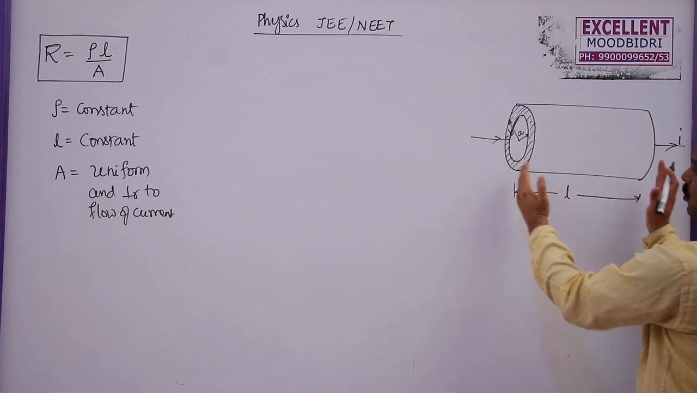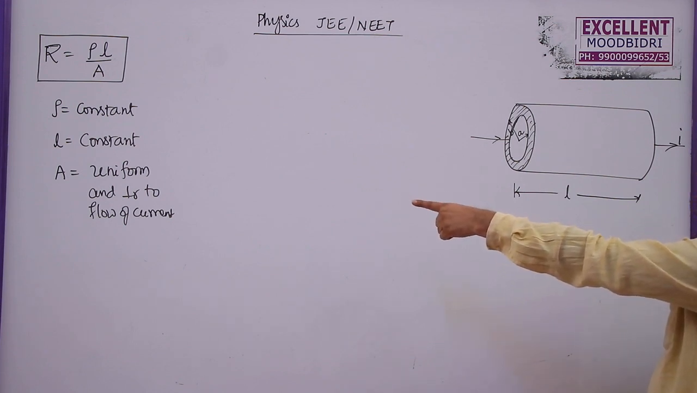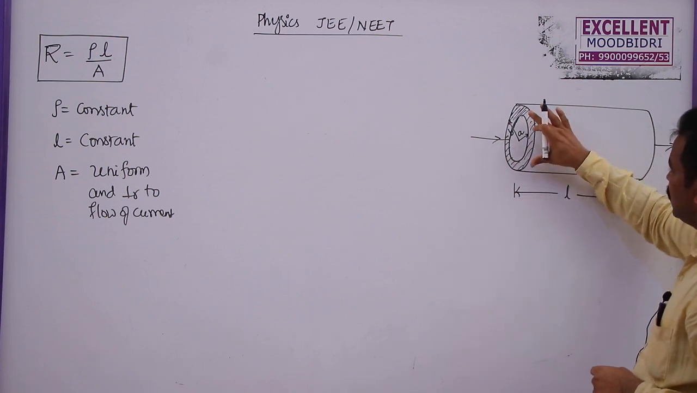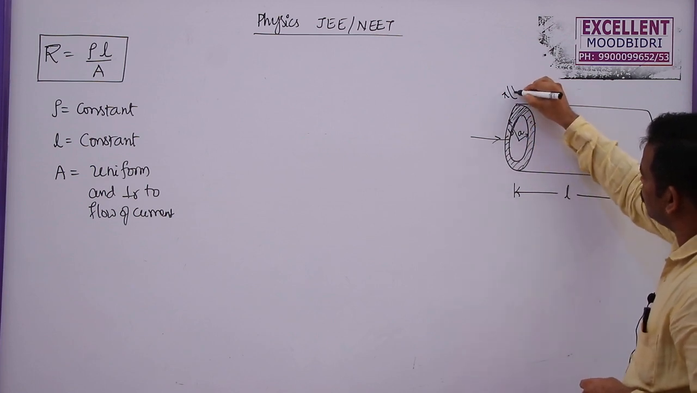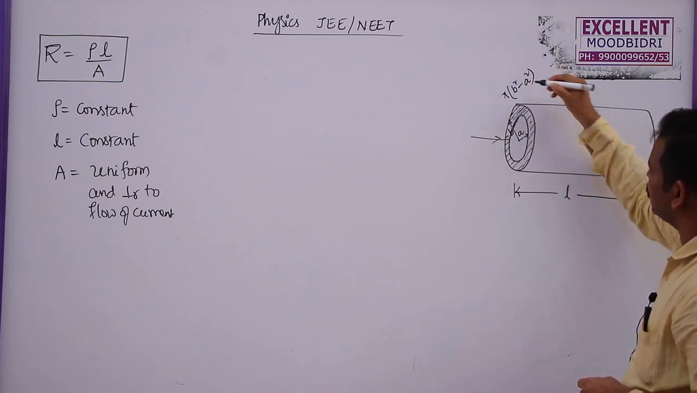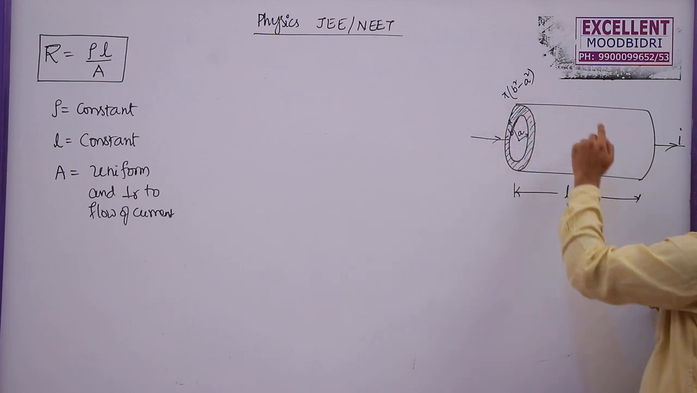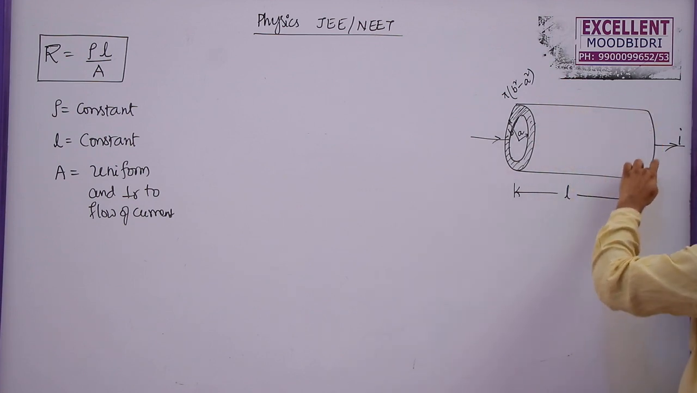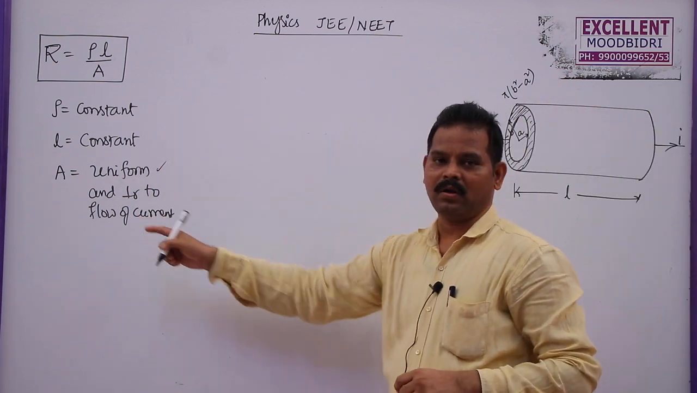The length is constant, and the area should be uniform and perpendicular to the flow of current. So this is the area which is uniform here. Here the area is pi into outer radius square minus inner radius square. So the area of cross section at the left-hand end is pi (b square minus a square). Even if you take a small portion here, the area is pi (b square minus a square), and at the end also pi (b square minus a square). So the area is uniform throughout and perpendicular to the flow of current.